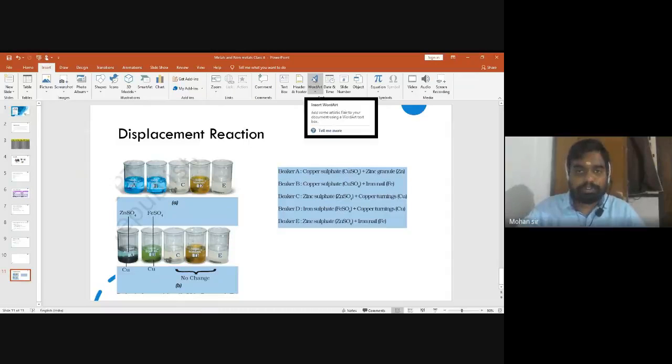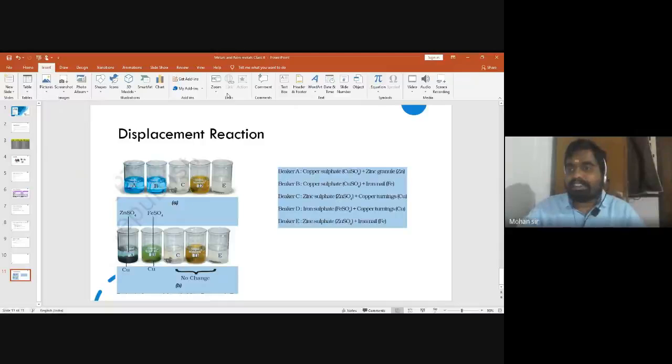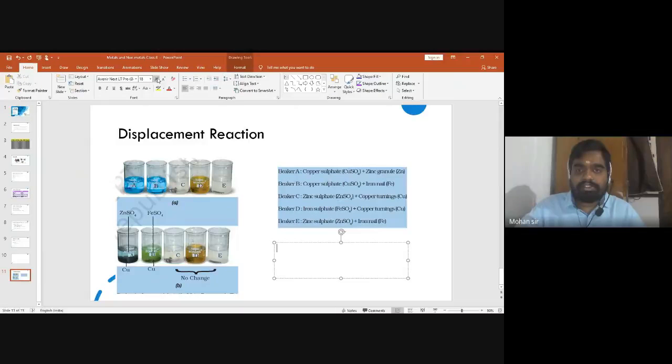Now, I will just insert a text box. Okay, fine, I got it. So yeah, so zinc is more reactive.